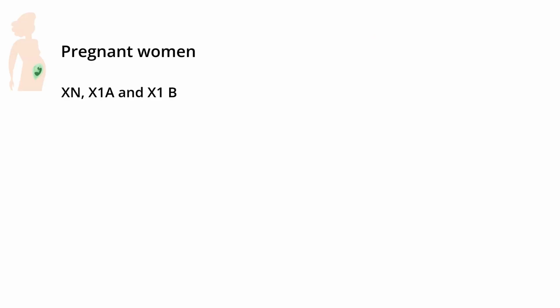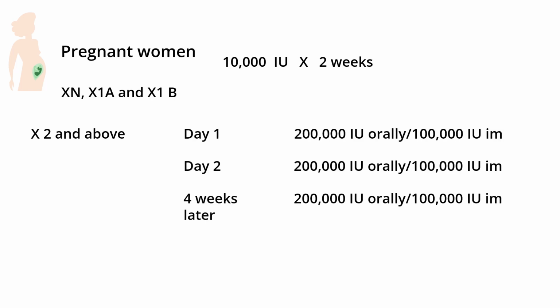Pregnant women from XN to X1A and X1B: if it's only conjunctival involvement and night blindness, the treatment is 10,000 international units every day for 2 weeks. But if it is X2 and above, when there's corneal involvement already, then there's a high risk of this one to progress, corneal involvement to progress, and high risk of the women going blind. So you have to do a full treatment like any other individual: 200,000 international units orally, day 1, day 2 and 4 weeks later.